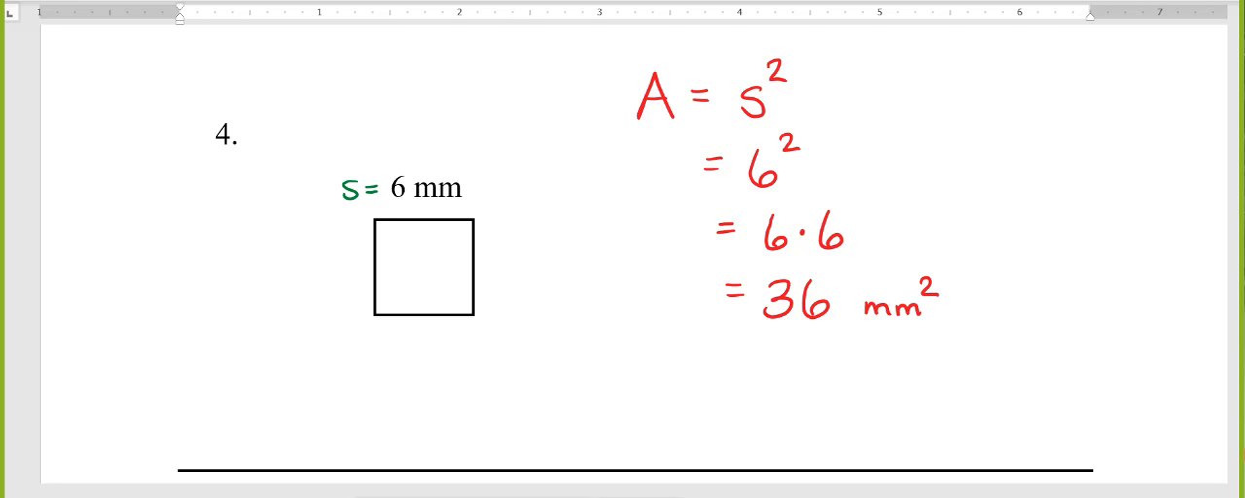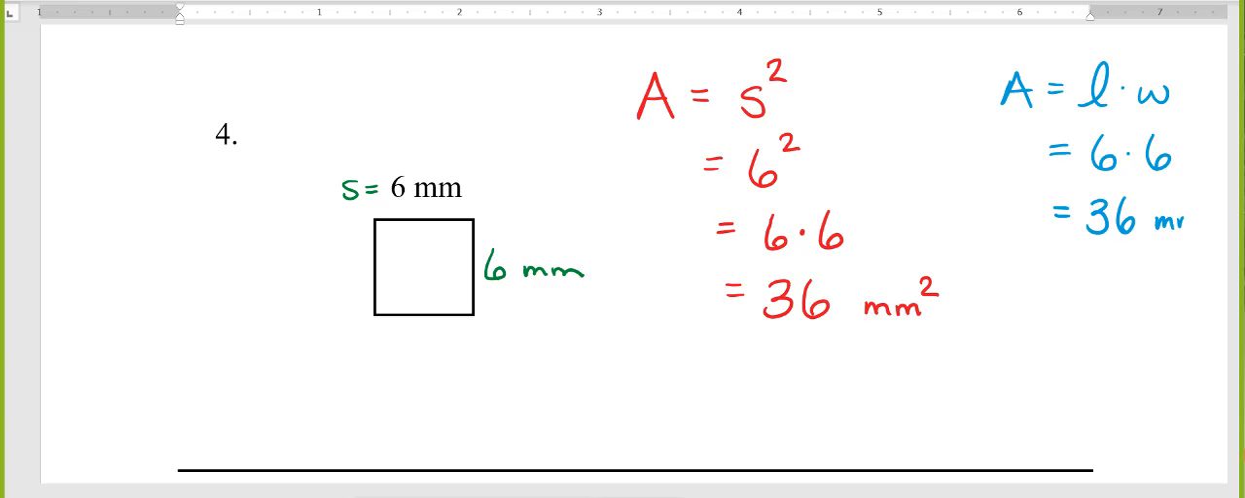Now, if you can't remember the area formula for a square, you know that a square is also a rectangle. If this length is 6 millimeters and this length is 6 millimeters, if you use the area for a rectangle, length times width, you would get 6 times 6, which is 36 square millimeters.